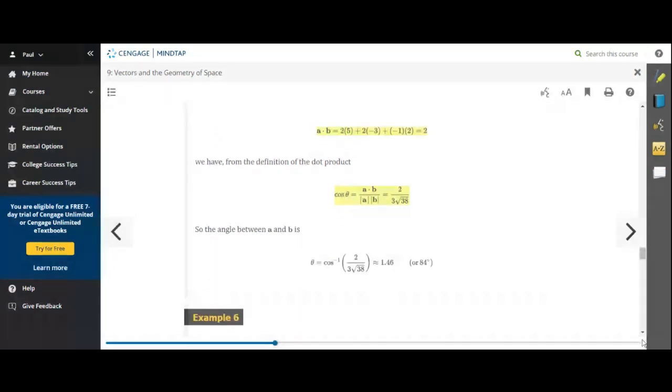And that means the angle between A and B would be the inverse cosine of 2 divided by 3 square root of 38, and you'll get 84 degrees then.